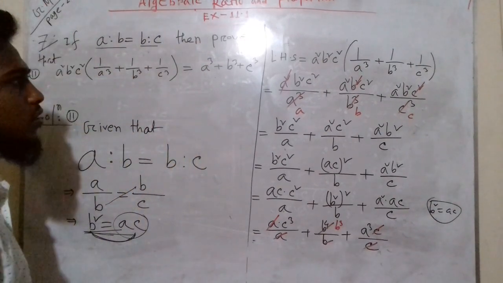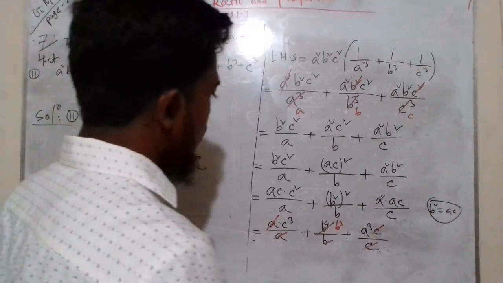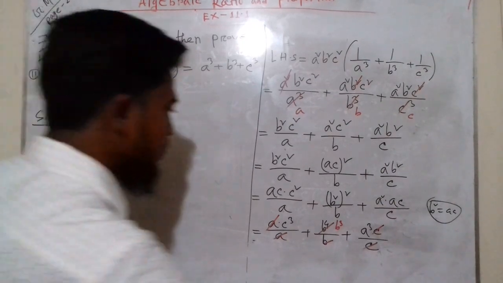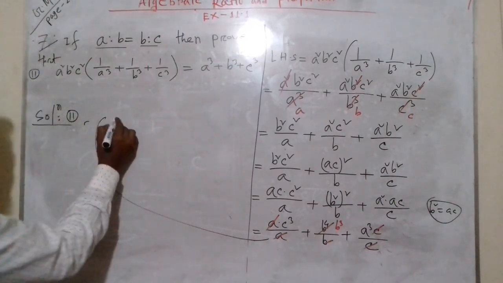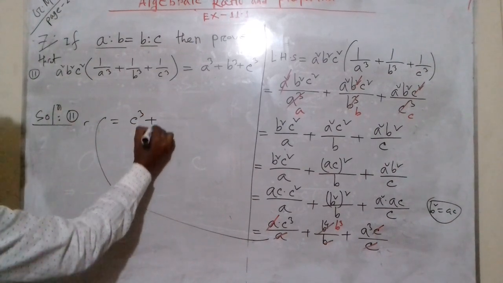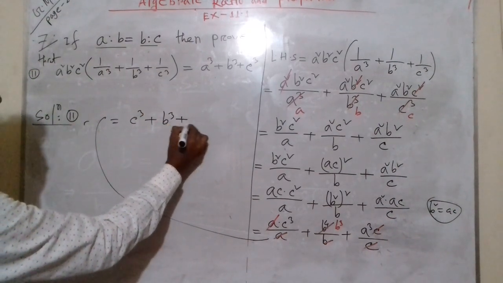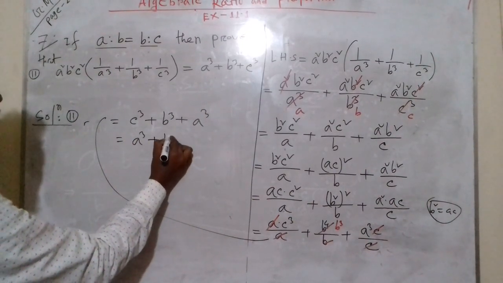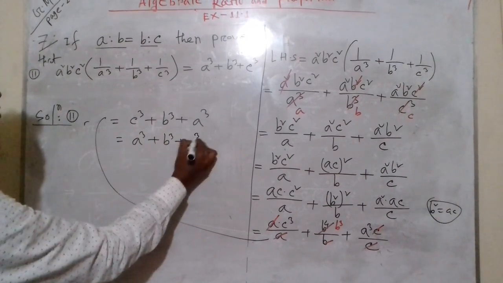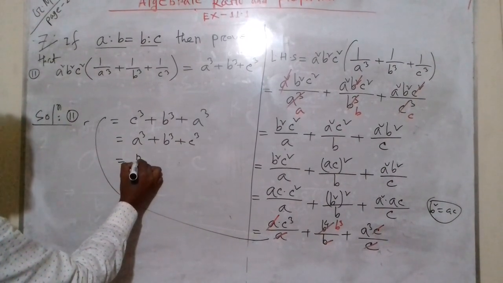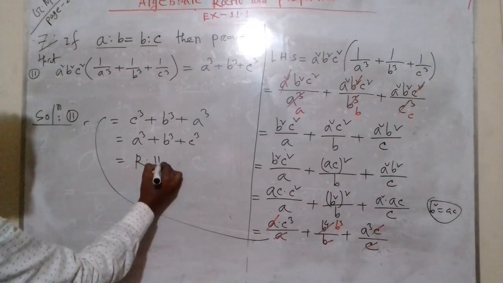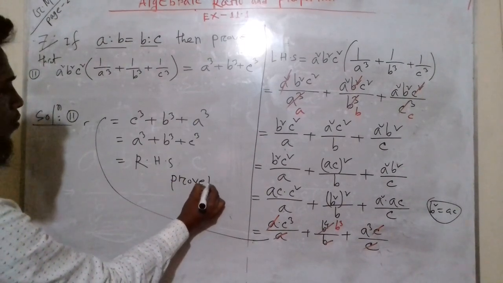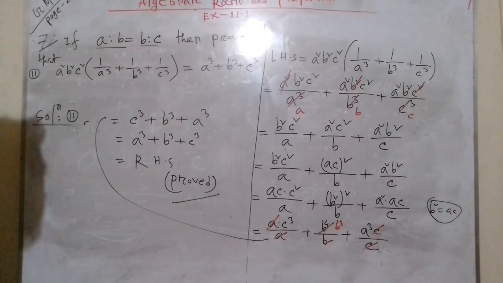So we can write c cube plus b cube plus a cube, this equal to a cube plus b cube plus c cube equal to right hand side. Proved.